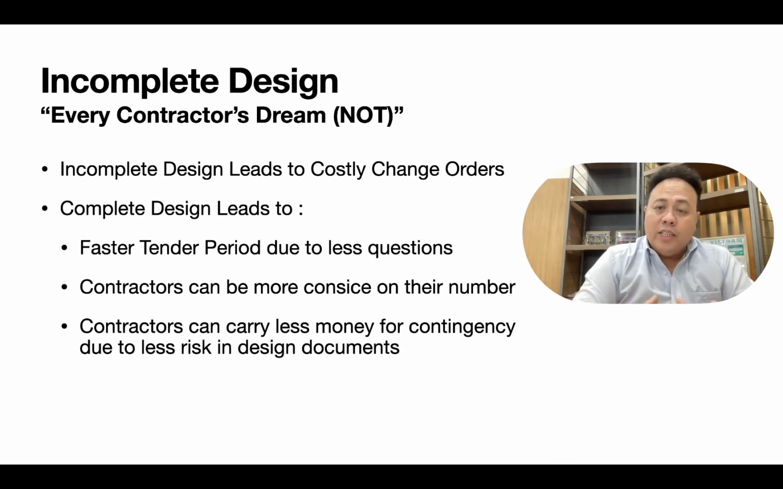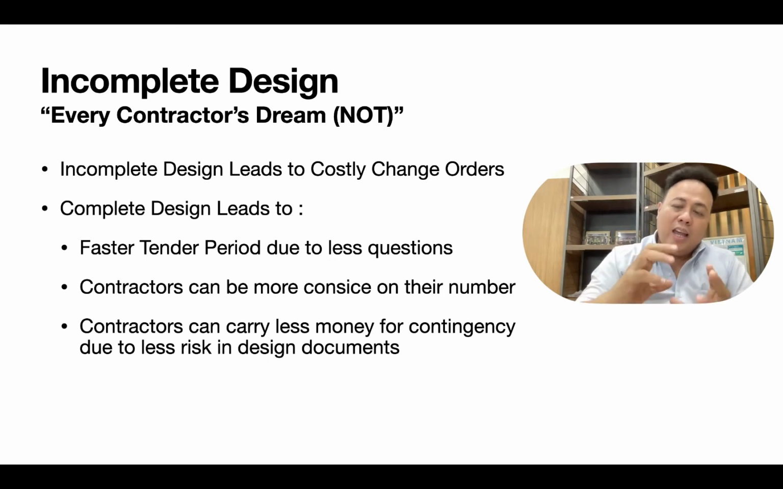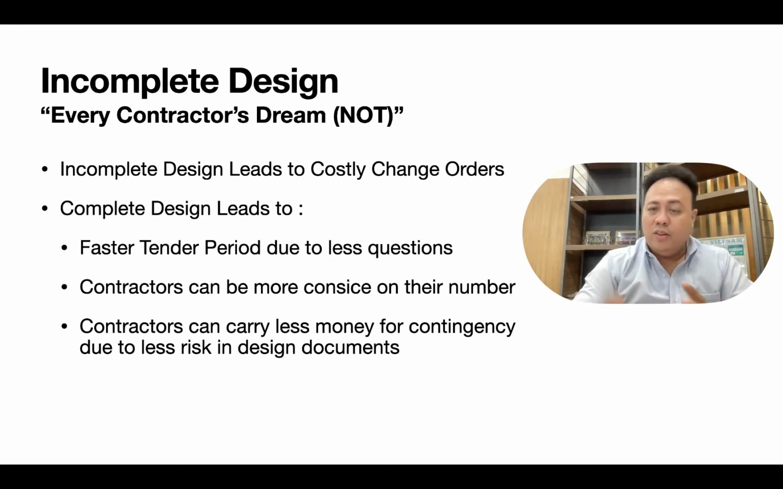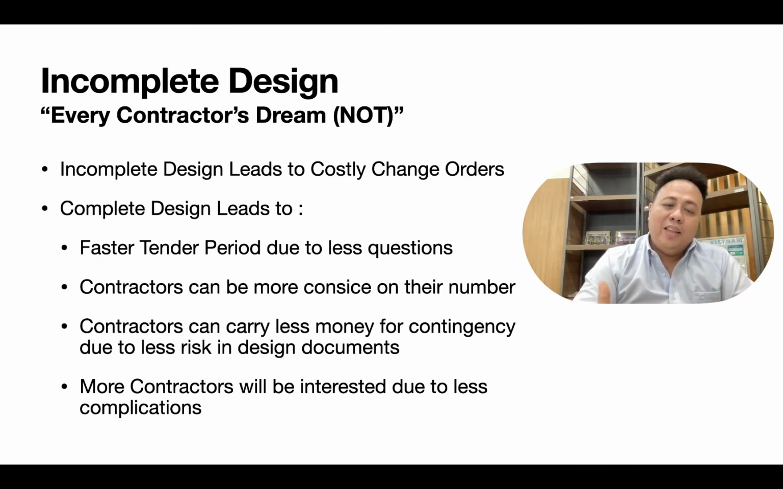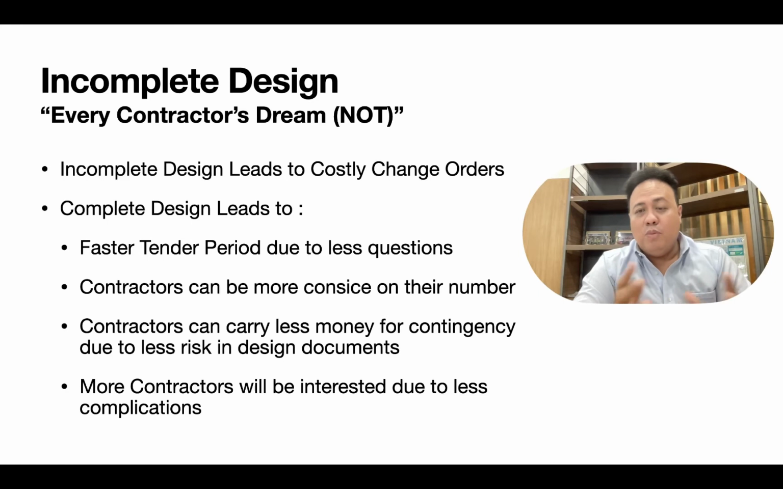Contractors can carry less money for contingency due to less risk in design documents. They can allow a small percentage for the contingency if they think they have all the information and all the design, so they can work properly on whatever documents they have. And then more contractors will be interested due to less complication. If you have complete documents to give to your subcon or to your contractors for pricing, I think many contractors would be very happy to work with you.